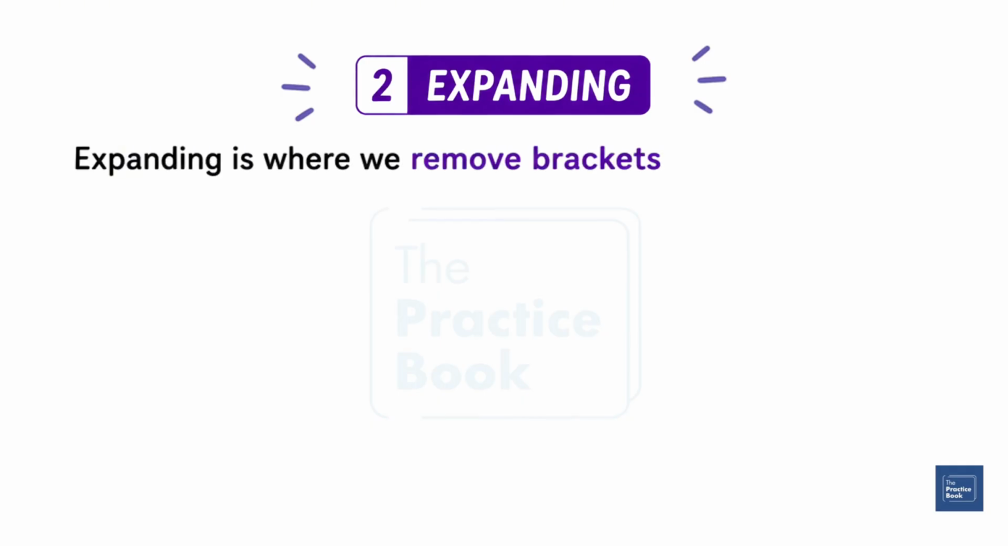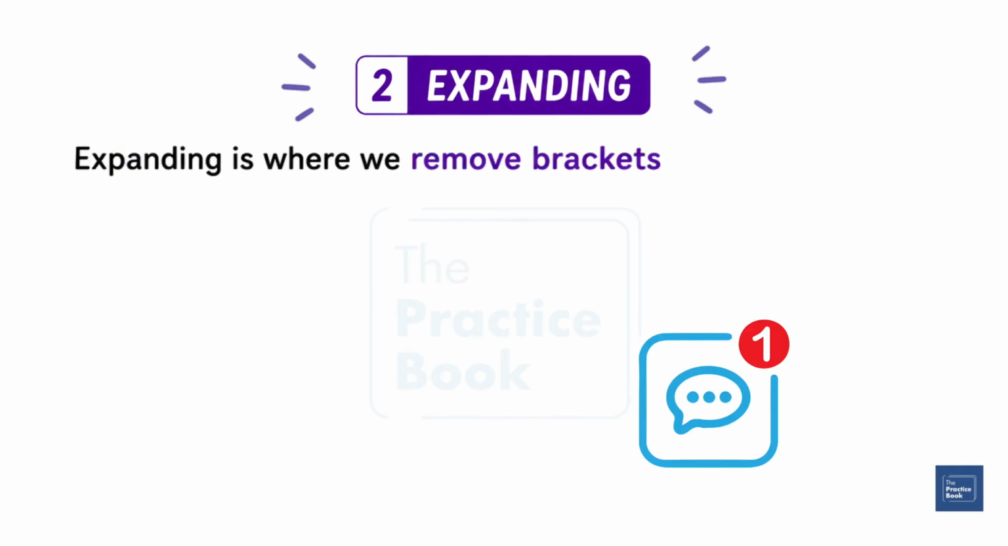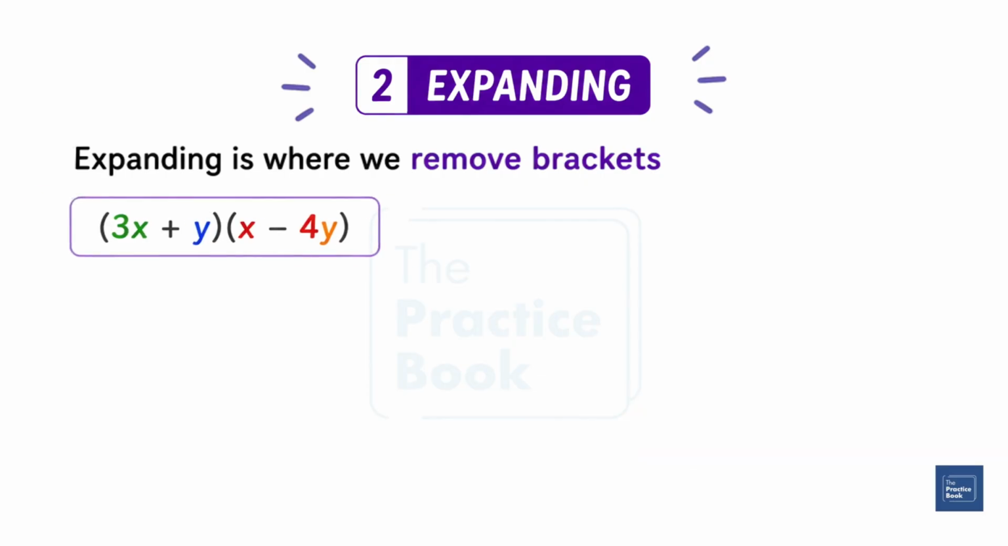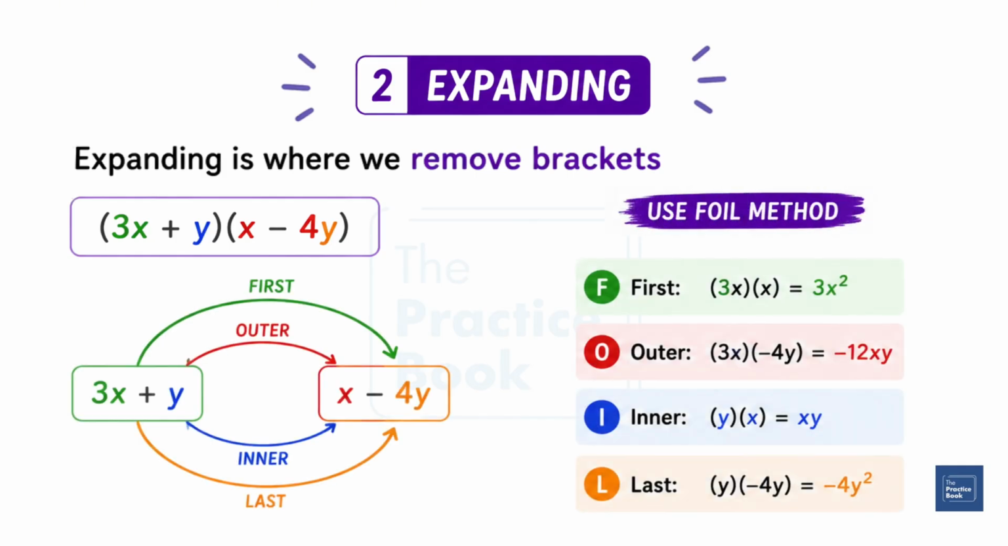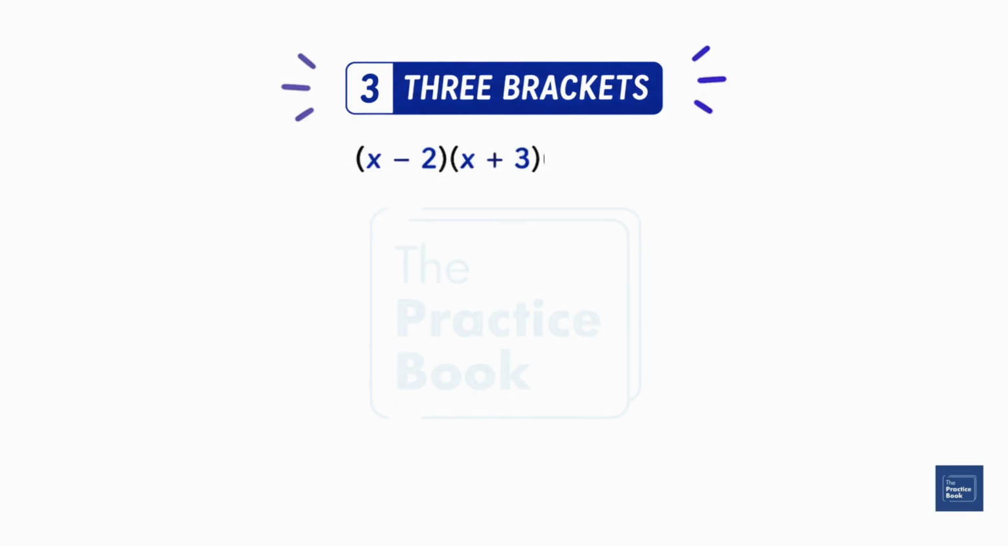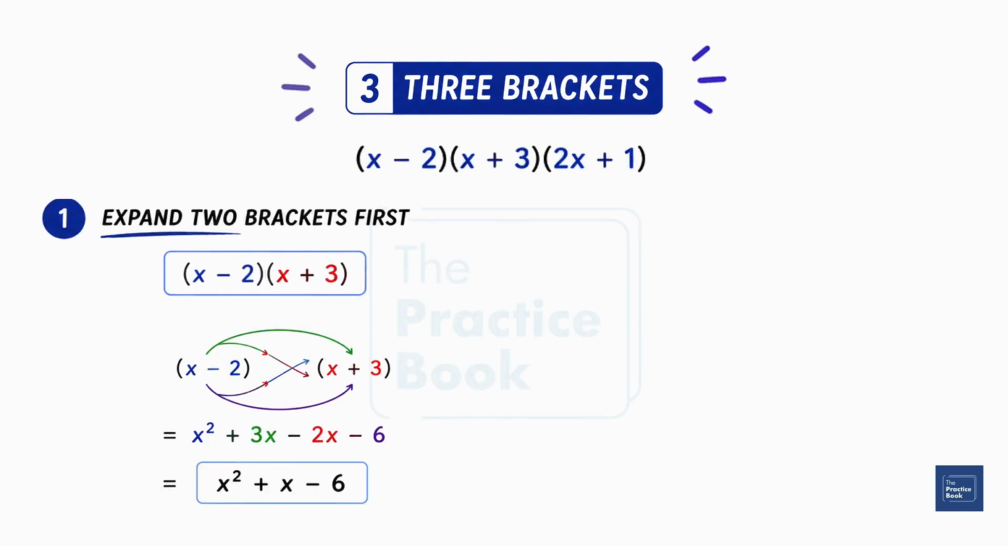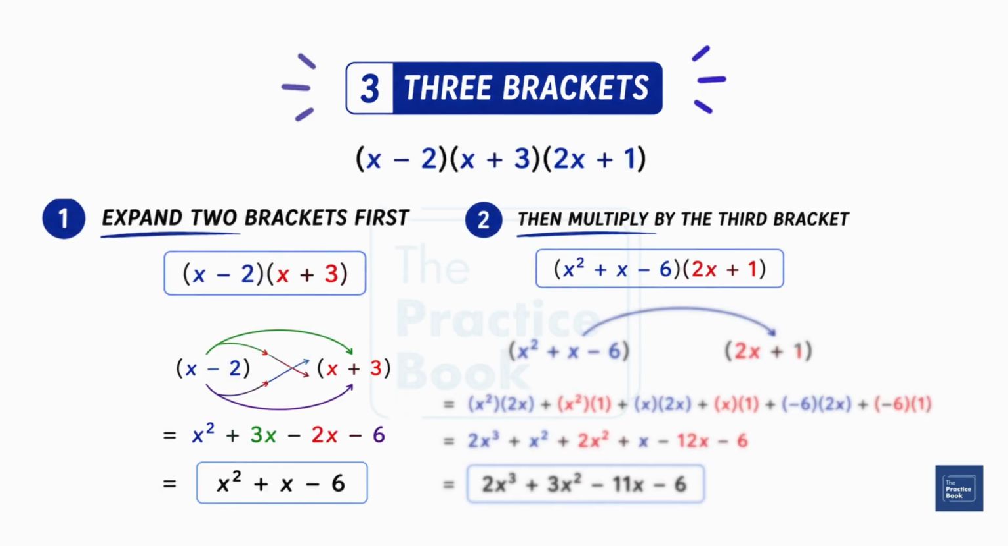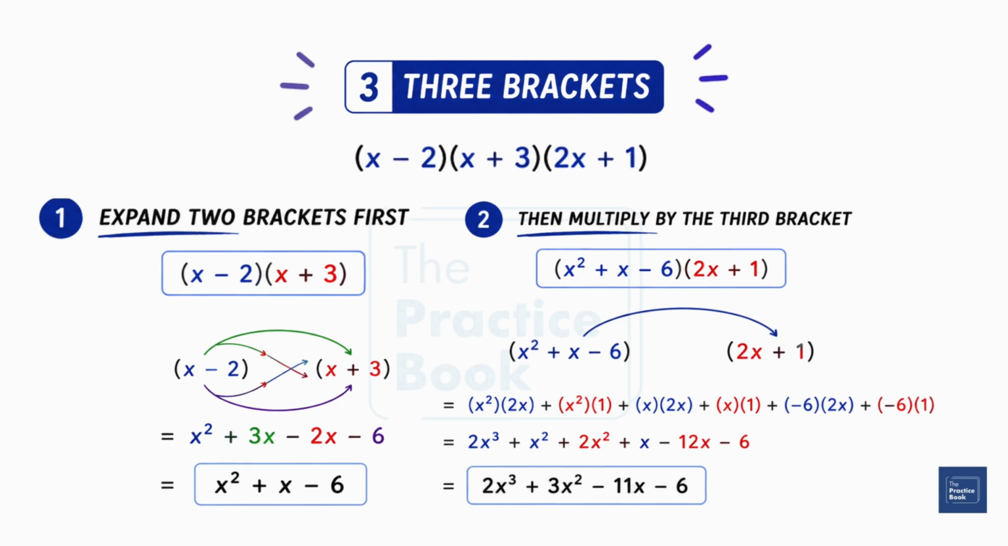This is where we remove brackets, like dropping a message in a group chat that everyone has to react to. For something like 3x plus y times x minus 4y, you use the FOIL method. First, outer, inner, last. You multiply every term in the first bracket by every term in the second. For expressions with 3 brackets, just expand 2 of them first, then multiply that result by the third one. It's a bit of a grind, but totally manageable.